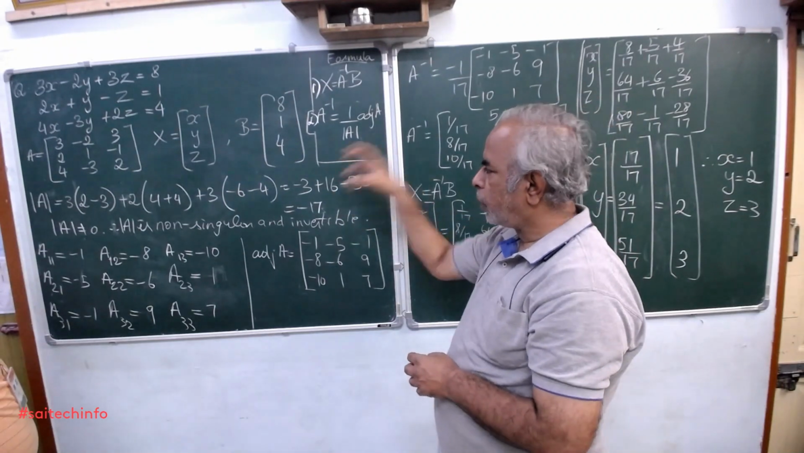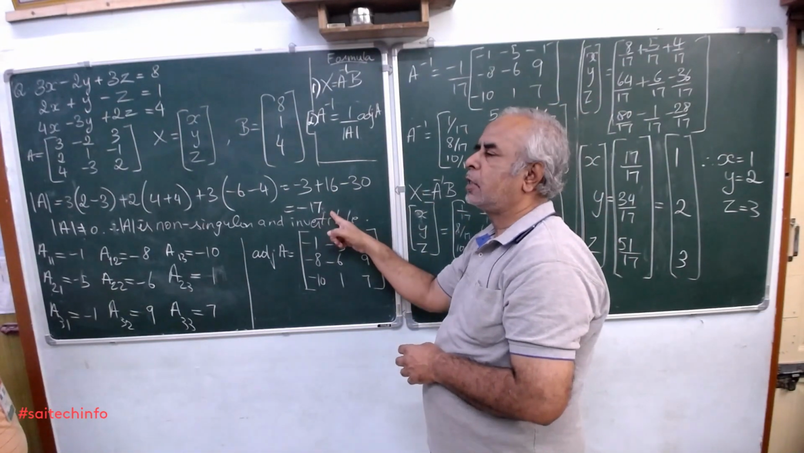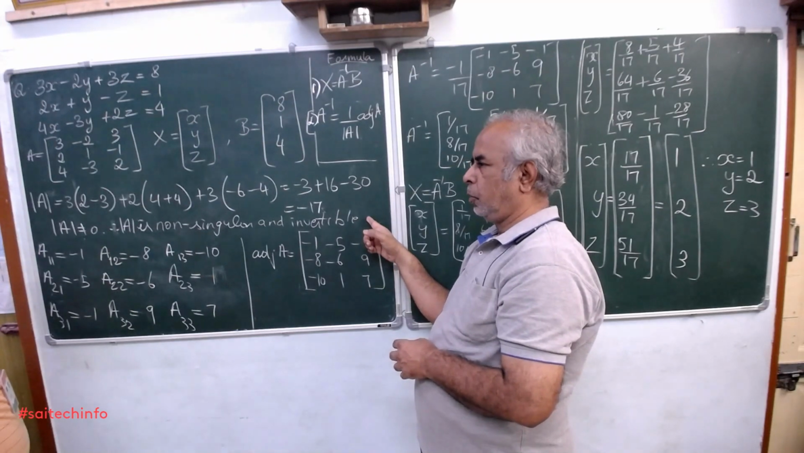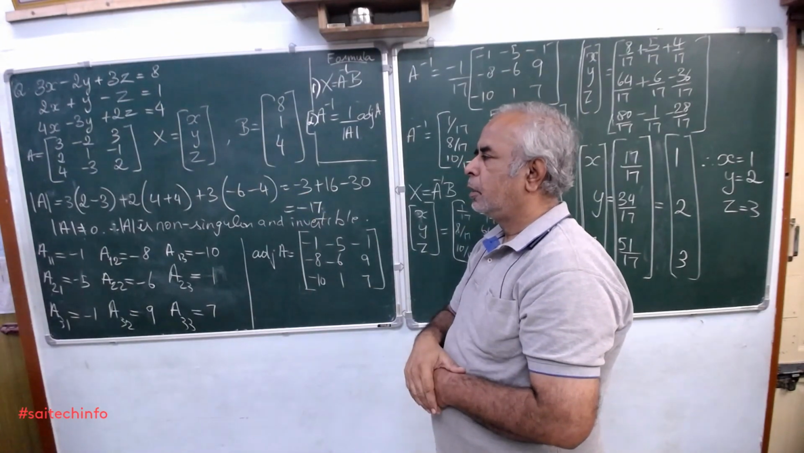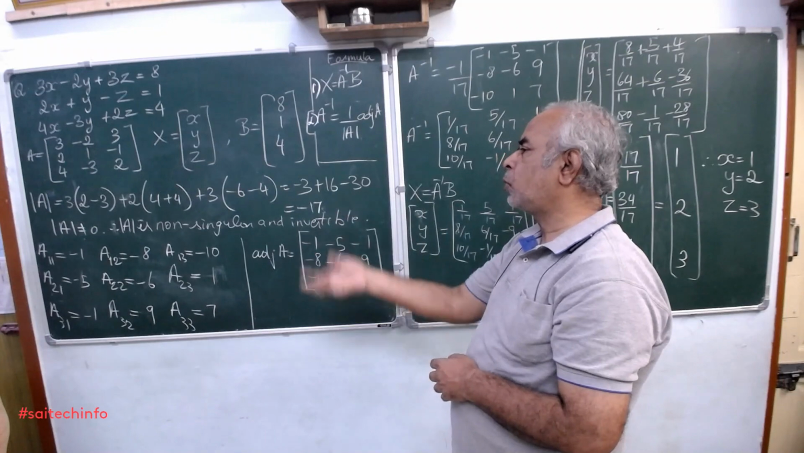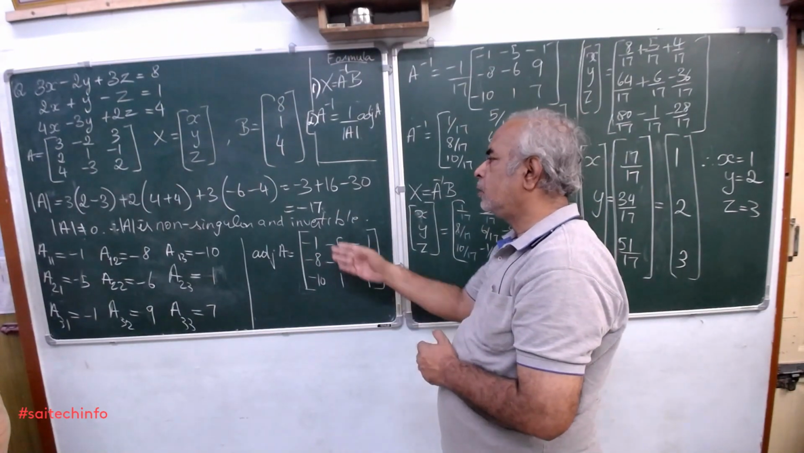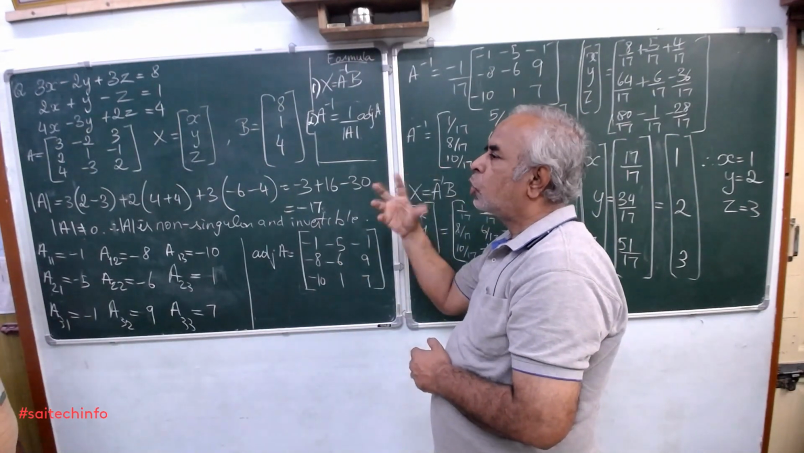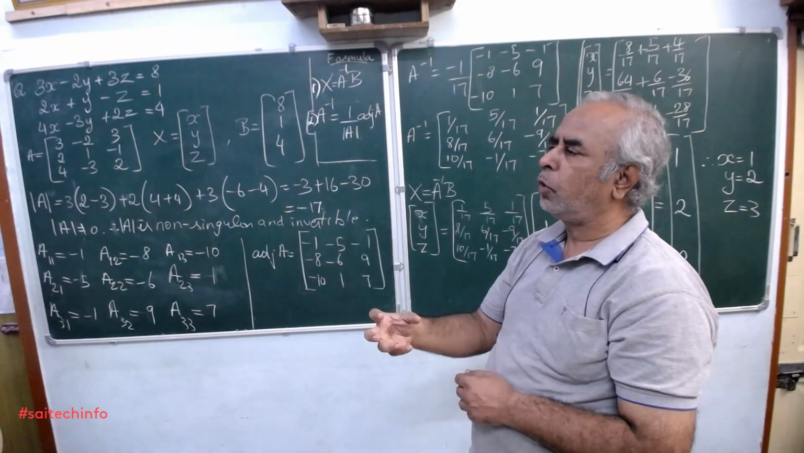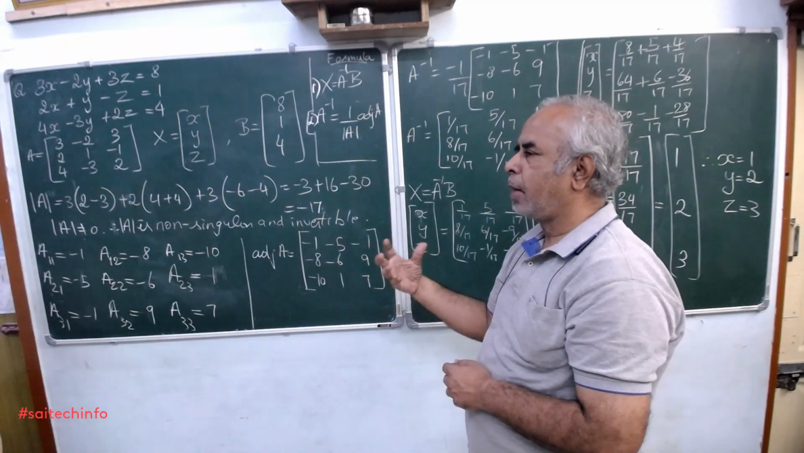Okay. So from this, we are able to find out that this minus 17 is not equal to 0, and that is why it is a non-singular matrix. Once it is proved to be a non-singular matrix, then it is invertible. So it means what? We are able to find out the inverse of this matrix A.